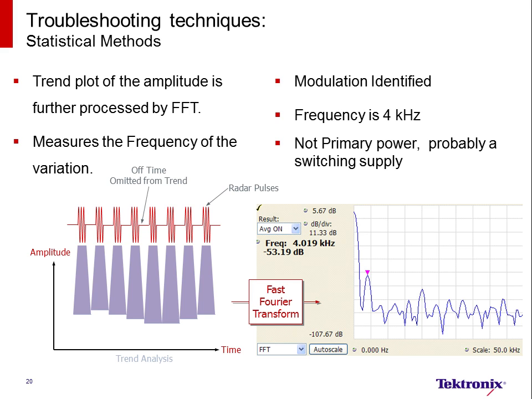On the left side, you can see that the amplitude is changing at a particular rate, which looks somewhat sinusoidal. And so we take those points, we run an FFT over those, and we can see that there's a 4 kilohertz modulation. This is not the incoming power, but more likely a switching supply inside of the radar.